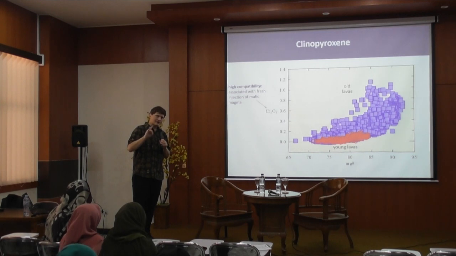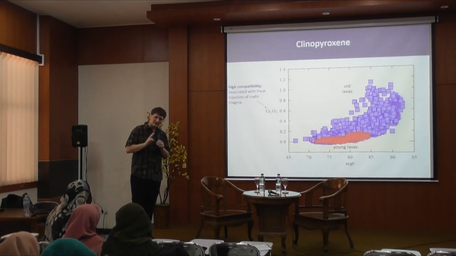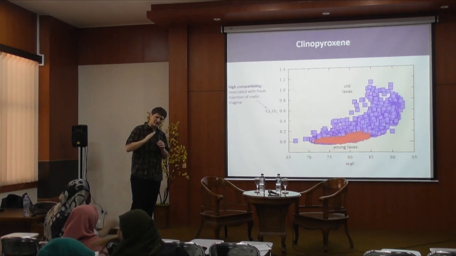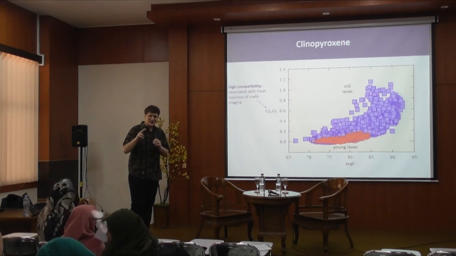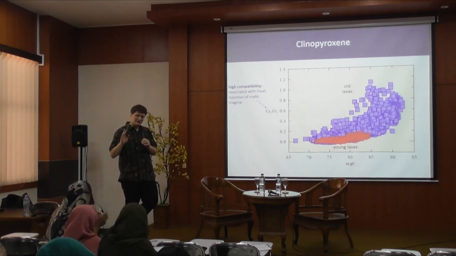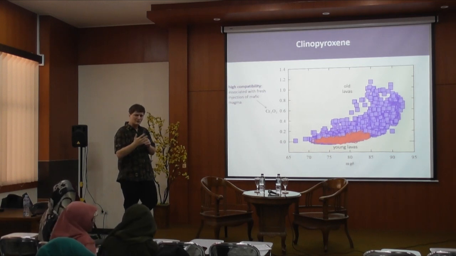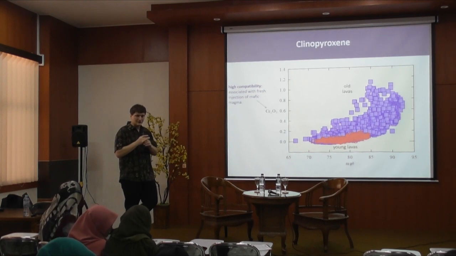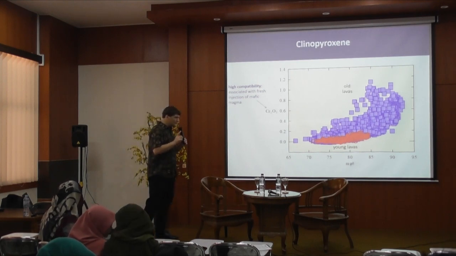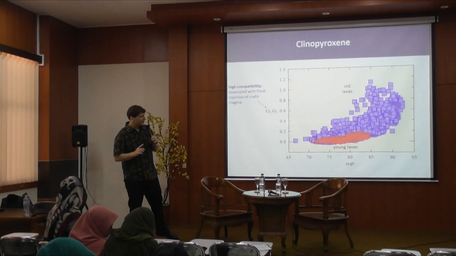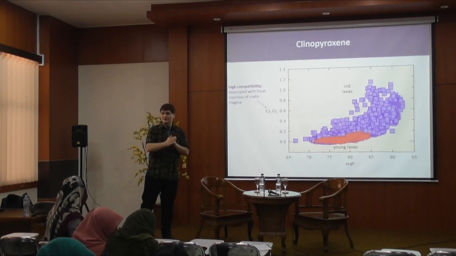Young is between 50 and 55 weight percent SiO2, and the old, I think, gets down to maybe 48 or 47 weight percent SiO2, so below 50. It's only maybe 3, 4, maximum 5 weight percent difference in SiO2, but that's enough to behave very differently. Now, as we know, the silica content of a lava determines its viscosity.